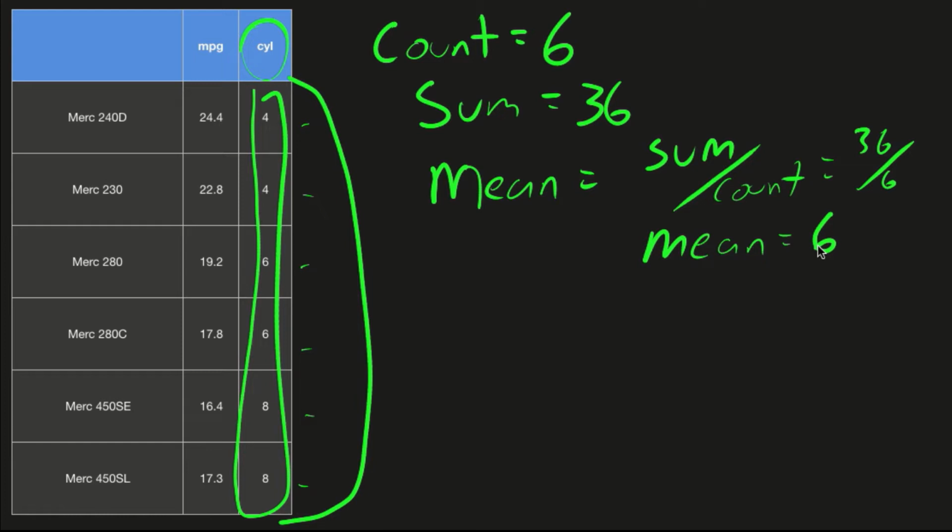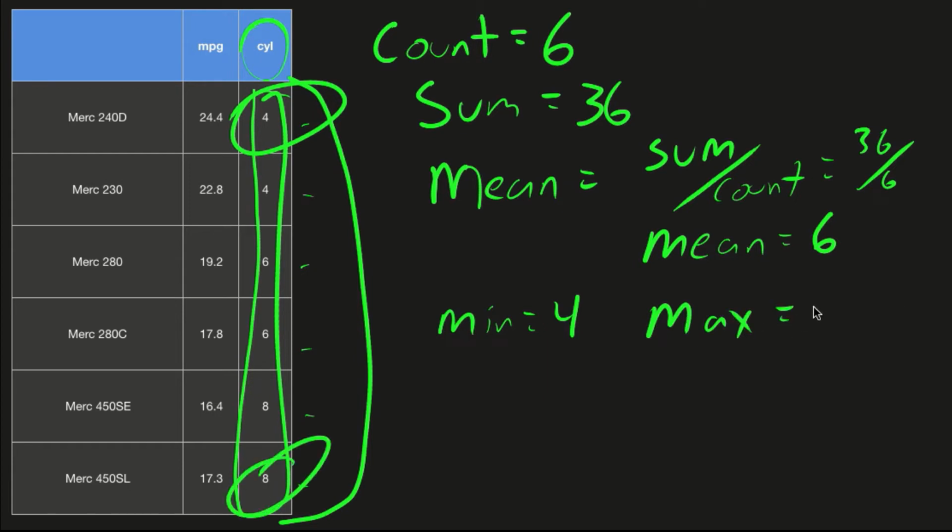Other ways of describing this data set, we might think about the minimum. What's the very lowest number of cylinders in the data set? Well, it's 4 right here. So the minimum is 4. We could also think about the opposite, which is the max. What's the max value in this data set? Well, it's 8.